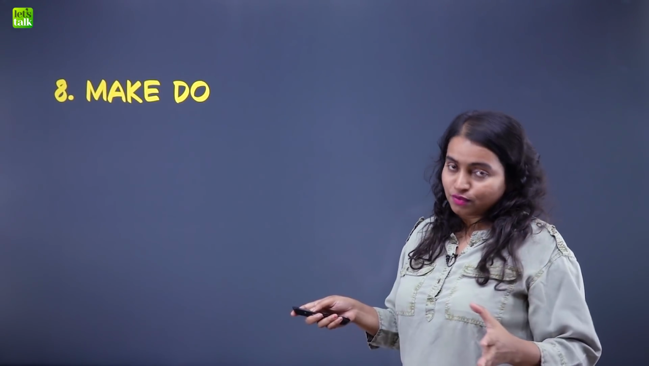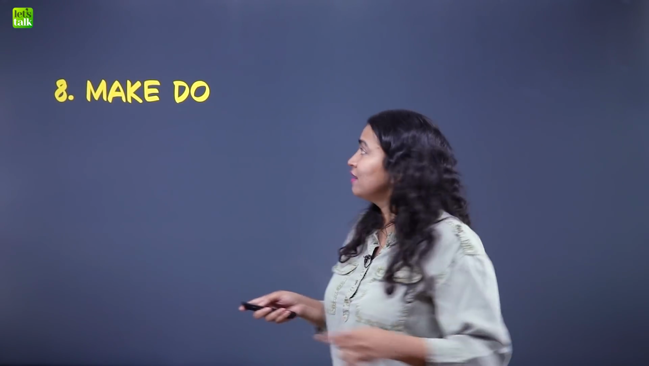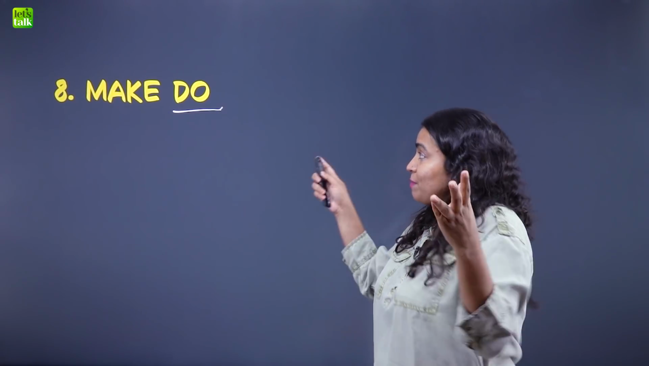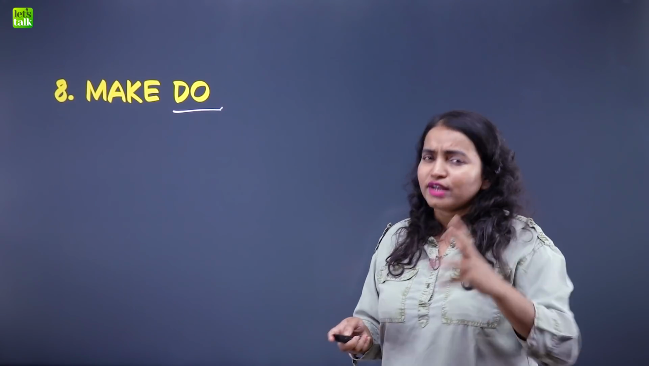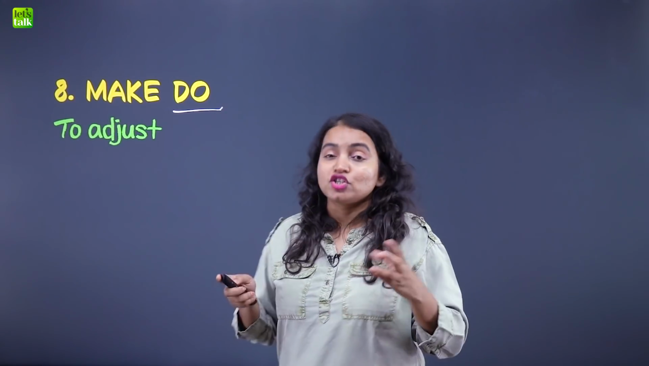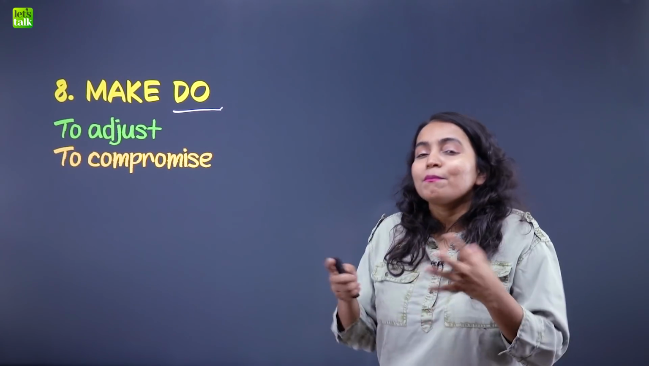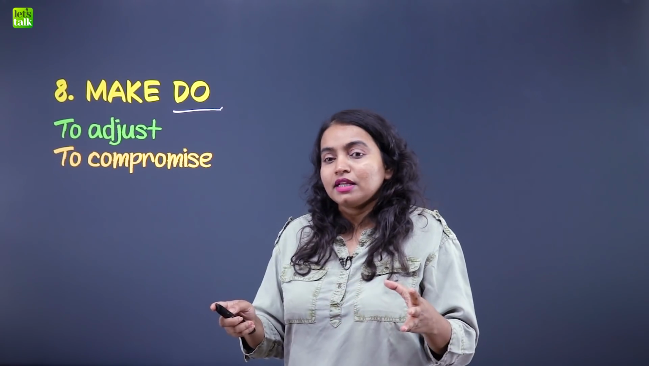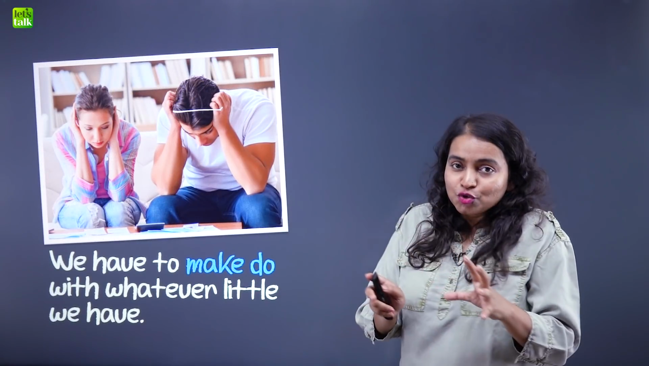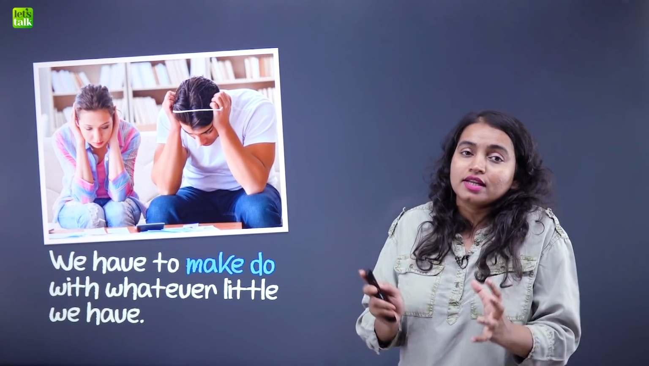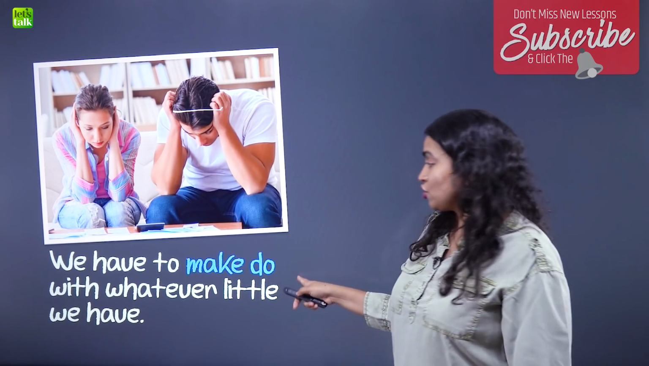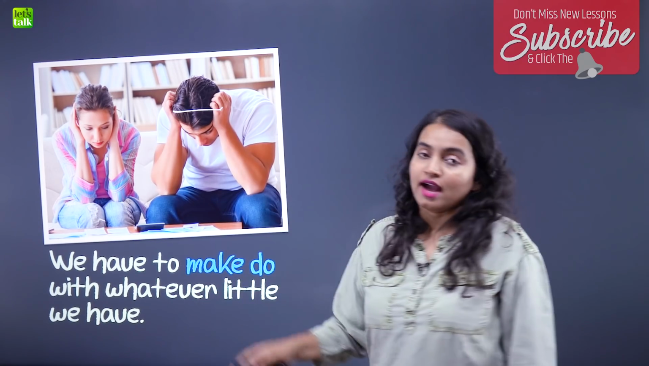Okay, the other expression is make do. Now, what does this expression mean? Do is actually another word, but we are pairing it with make to give you a great phrasal verb, which means to adjust or to compromise. So what does that really mean when I say to adjust? It basically means I have to make do with or use whatever little I have. So in a sentence you could say, "We have to make do with whatever little we have."